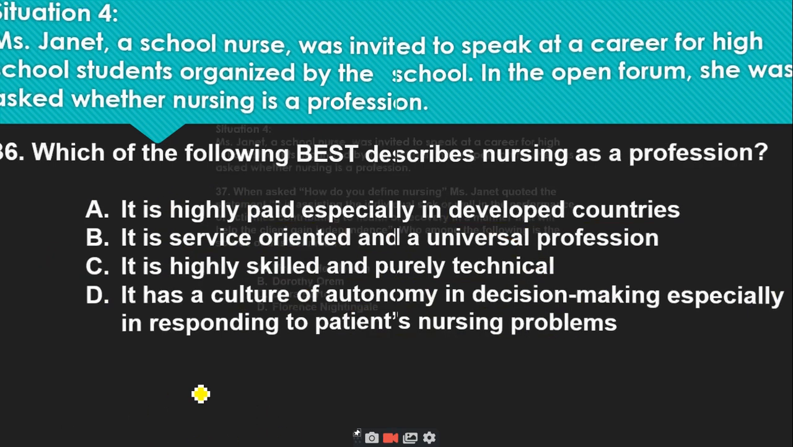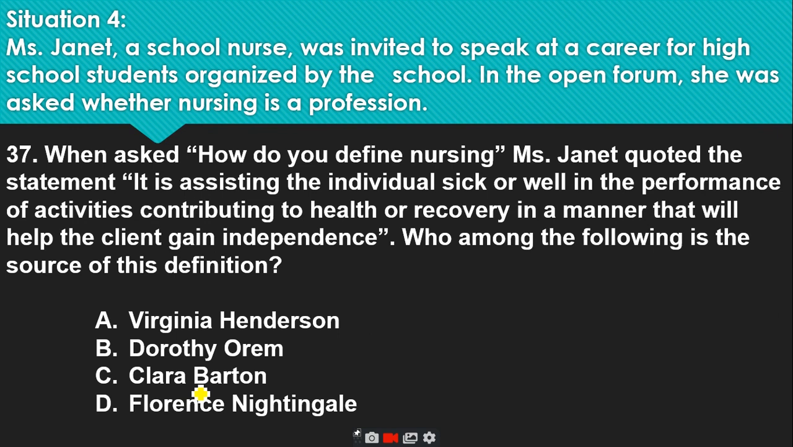Let's have now number 37. When asked how do you define nursing, Miss Janet quoted the statement, "It is assisting the individual, sick or well, in the performance of activities contributing to health or recovery in a manner that will help the client gain independence." Who among the following is the source of this definition? Of course, that's the first reading. Virginia Henderson, Dorothy Orem, Clara Barton, Florence Nightingale.